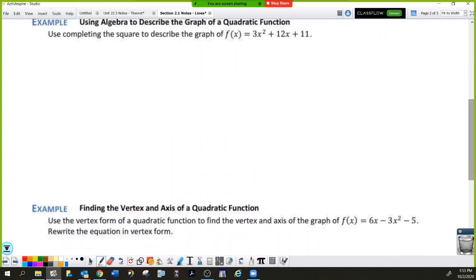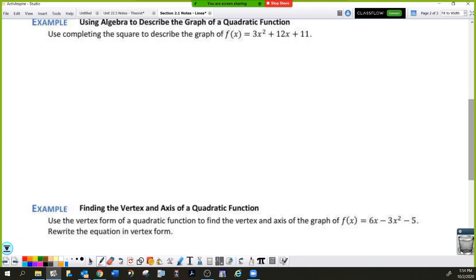And we're just going to do this one example, and that's what we're going to call it for the day. Here we have a quadratic written in standard form. We've been told to use completing the square. That way we could describe this graph. And what we mean by describe is, what's the vertex, what's the axis of symmetry, which way does it point? If you can tell me those things, you're in good shape.